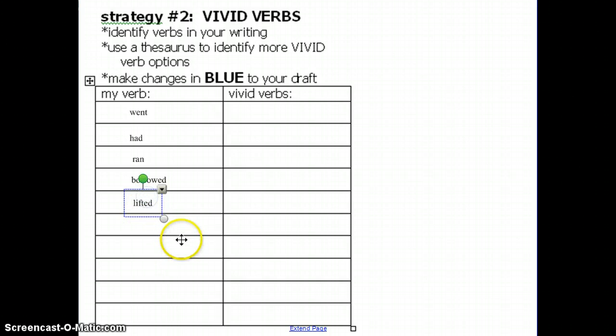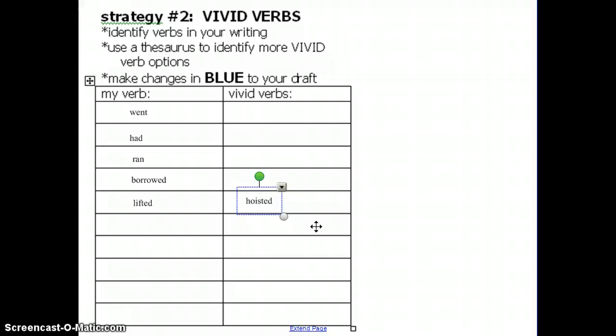Lifted. And I'm going to use lifted because we talked about this yesterday in the story that we were reading. We heard the word hoisted. And hoisted is a good, vivid verb, but it does have a special meaning. When we talk about hoisting something, it's something that's very, very heavy. So if I was talking about lifting my phone, I really wouldn't want to substitute the word hoisted my phone because that really doesn't fit there. There's a little bit of a meaning change to it, even though it basically means the same thing.